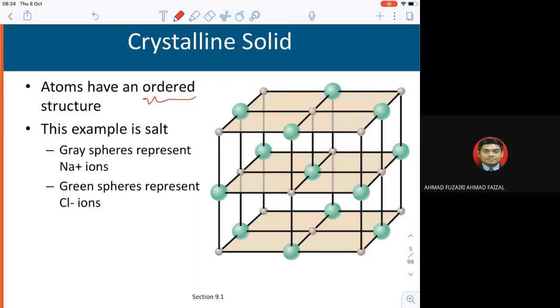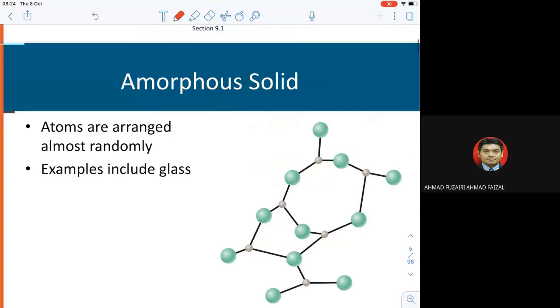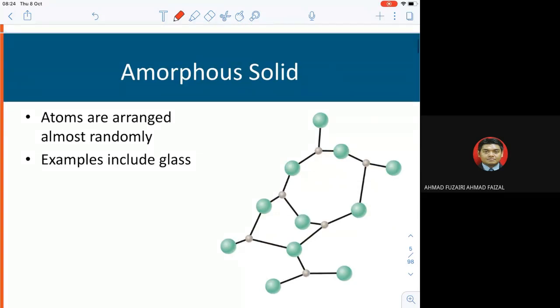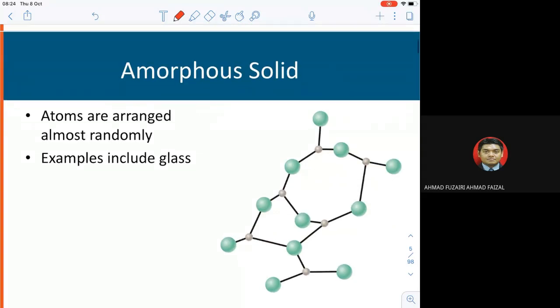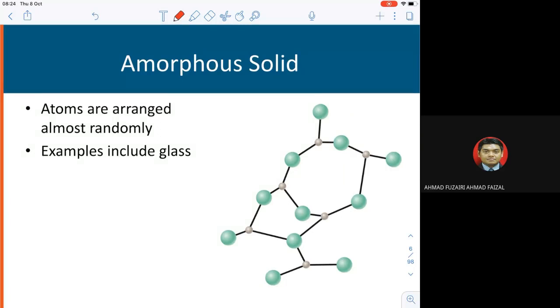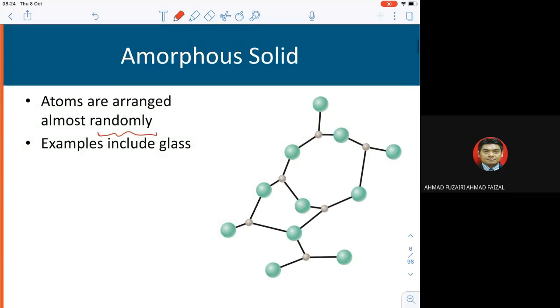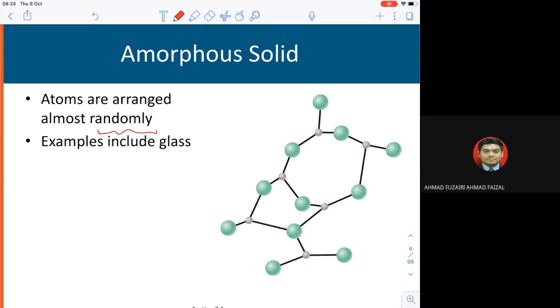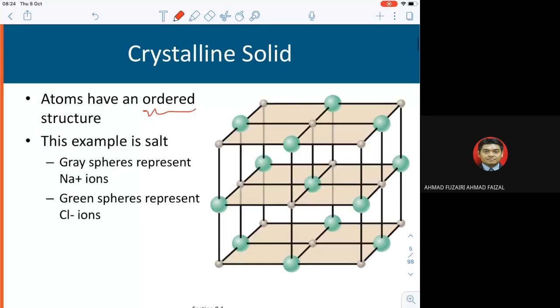Ordered means that the shape is definite. Shape, volume, and how about the amorphous solid? In an amorphous solid, atoms are arranged mostly randomly. So this is also a solid, but for the amorphous solid, the atoms are not ordered.